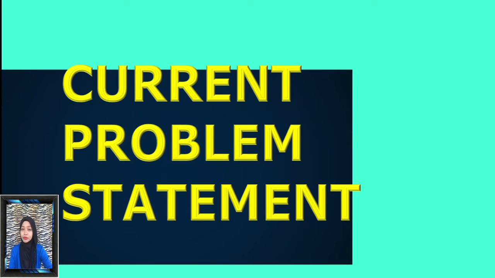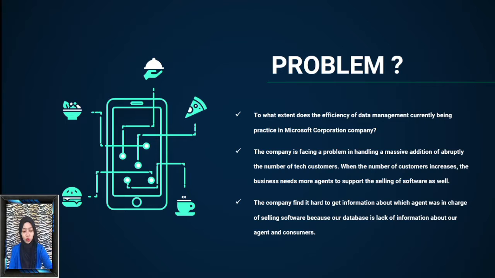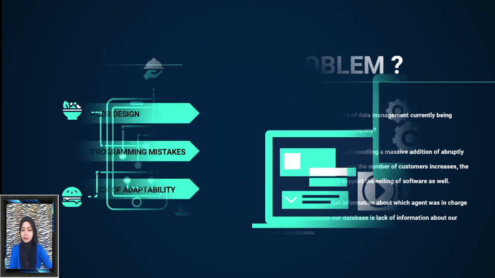So for the current problem statement, first, to what extent is the efficiency of data management currently being practiced in the Microsoft Corporation company? Second, the company is facing a problem in handling a massive and abrupt increase in the number of tech customers. When the number of customers increases, the business needs more agents to support the selling of software as well. Last but not least, the company finds it hard to get information on which agent was in charge of selling software because our database lacks information about our agents and consumers.